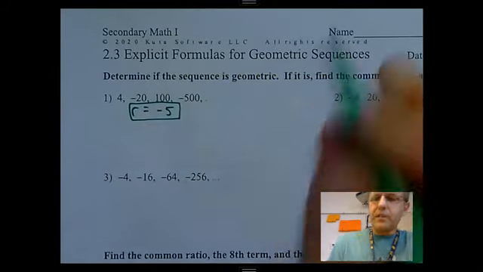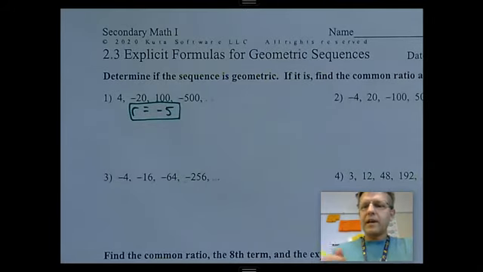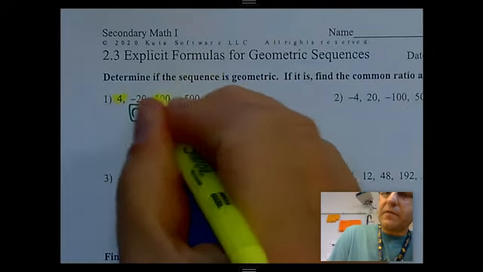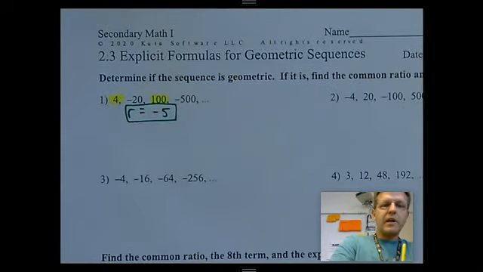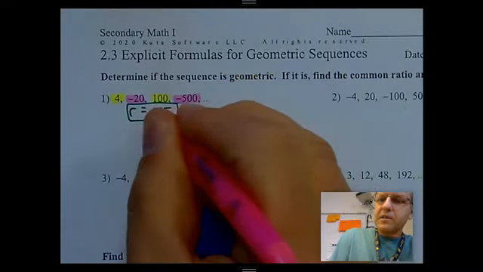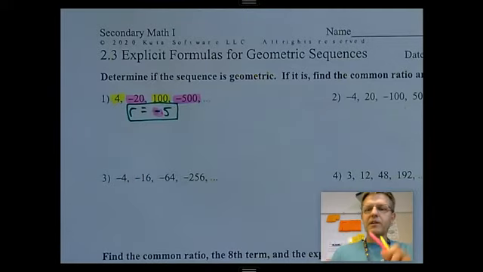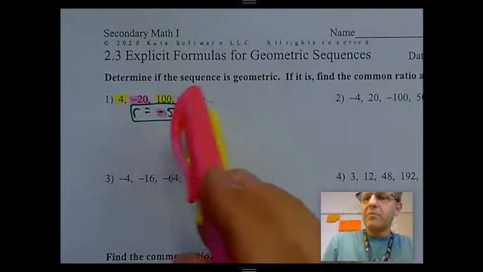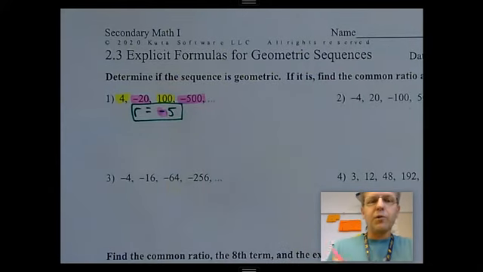Now, just a little quick tip here. Why a -5? Notice how this one is going from positive and positive, but every other term is a negative. That's happening because of this negative right here. That's what's making it go positive, negative, positive, negative. That's a dead giveaway. Anytime you see a positive, negative pattern, you're multiplying by a negative number.